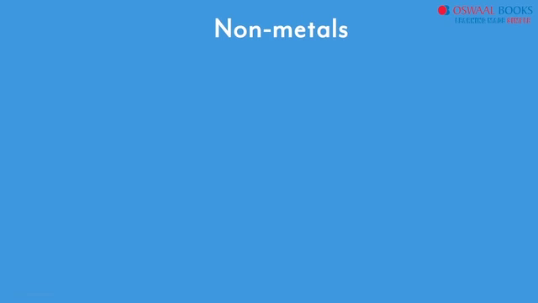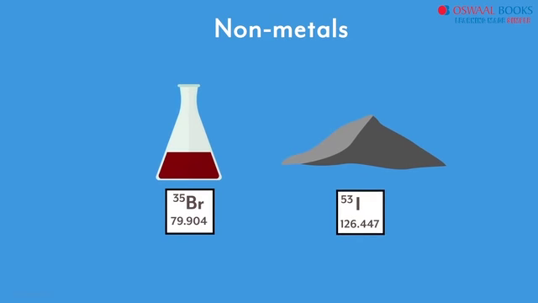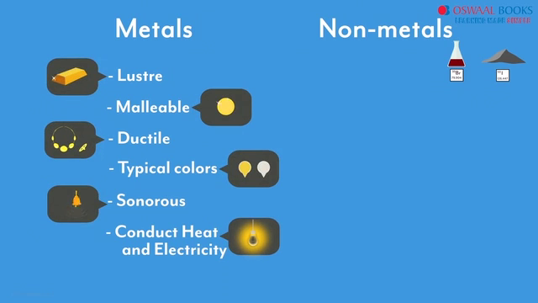What about non-metals? Can you give me a few examples of non-metals? Bromine and iodine are examples of non-metals. Now let us compare them to metals and see whether they exhibit the same properties. Do these non-metals have luster? No, they don't have any luster. What about their ability to be beaten into sheets or drawn into wires? Can non-metals be made into sheets or wires? No, that cannot be done. So non-metals are neither malleable nor ductile.